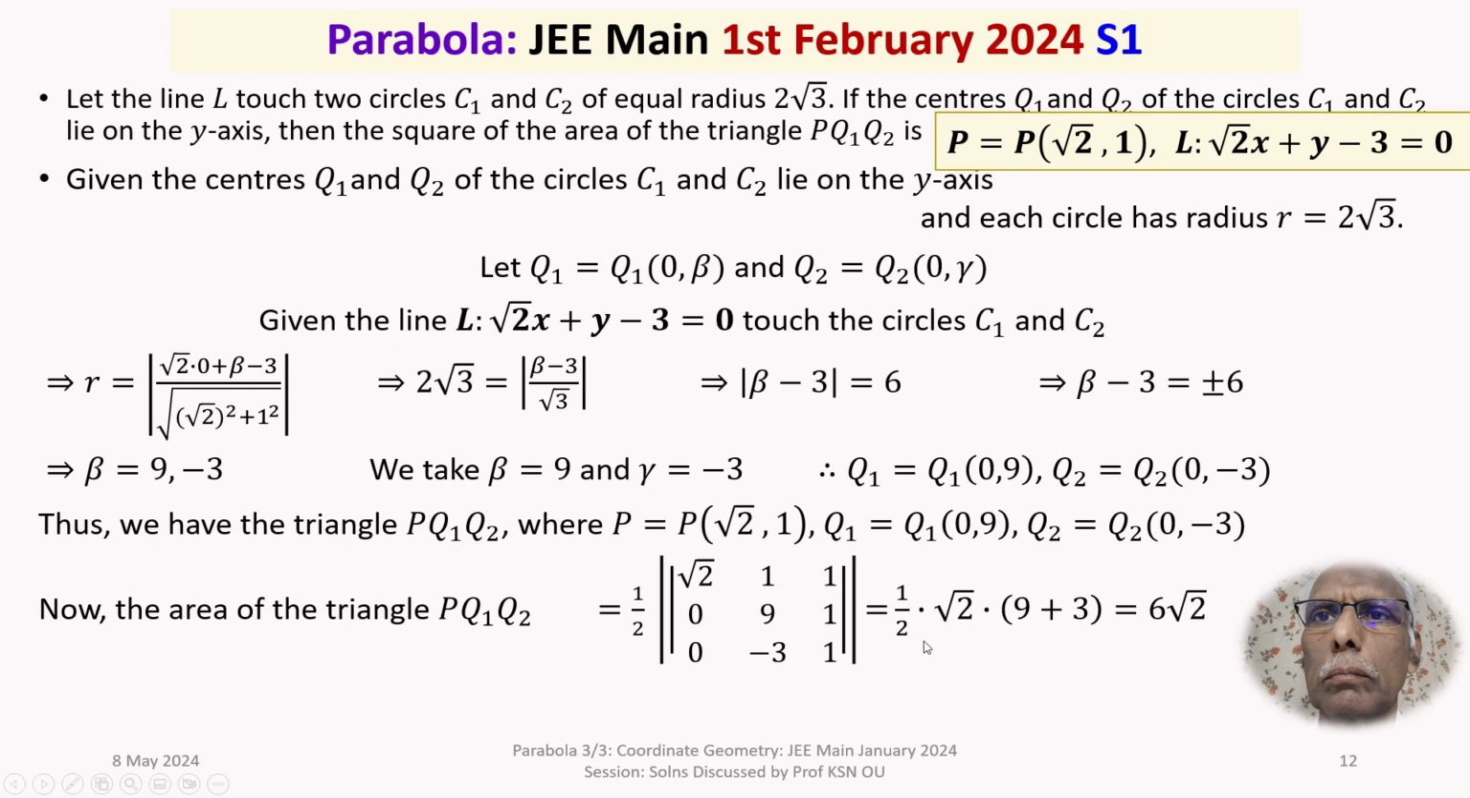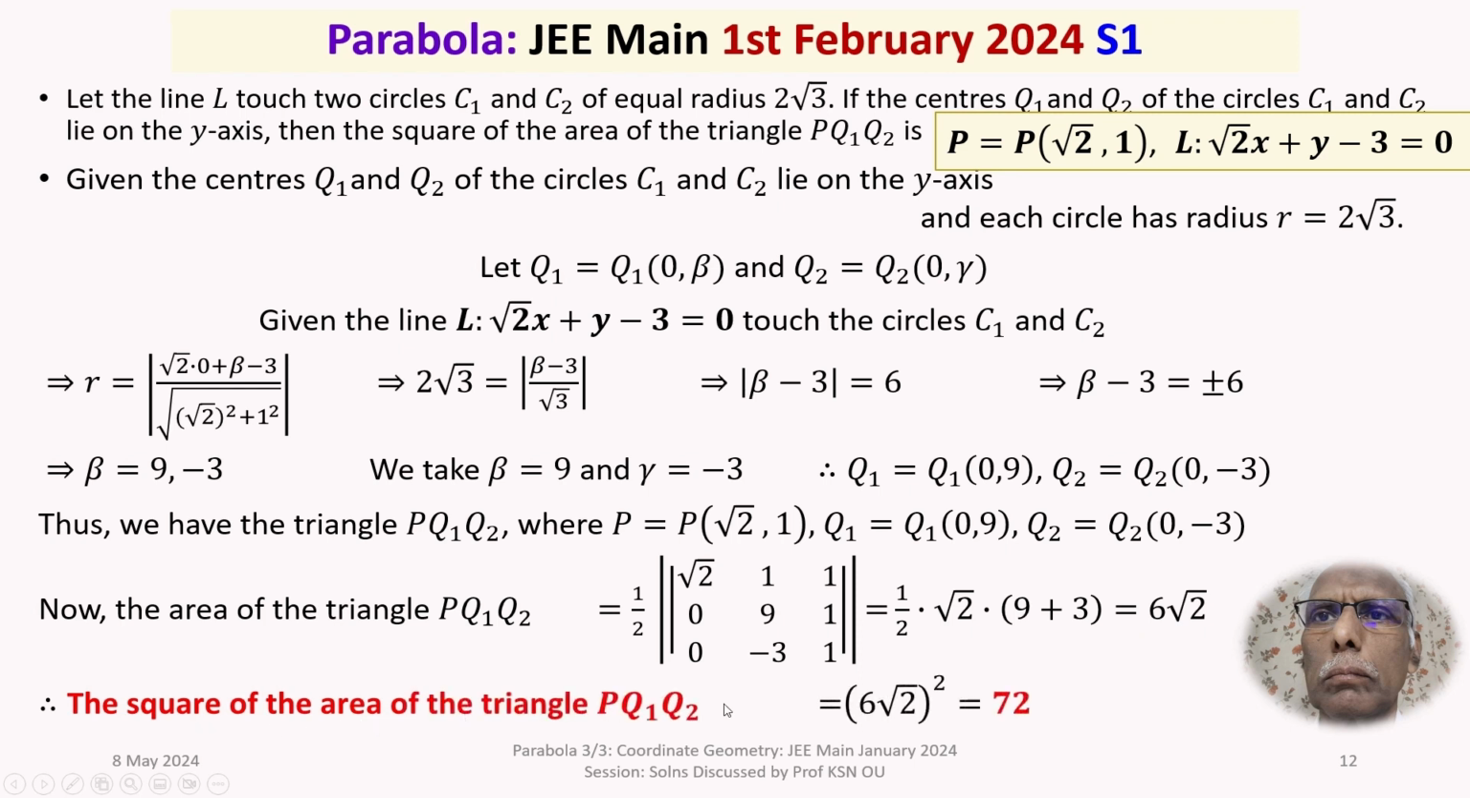That's equal to 1 by 2 into, expanding this determinant, root 2 times (9 plus 3), that is 12. So this will be 6 root 2. Thus the square of the area of the triangle P, Q1, Q2 will be the square of 6 root 2, that is 6 root 2 whole square, which means 6 times 6 is 36 multiplied by 2, that is equal to 72. The answer to this question is 72.